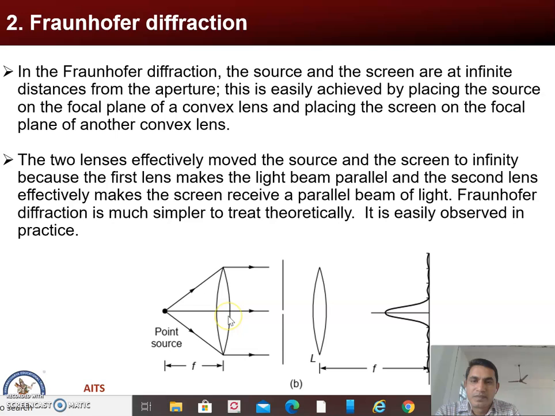Here the two lenses effectively move the source and the screen to infinity, because the first lens makes the light beam parallel and the second lens effectively makes the screen receive a parallel beam of light. Fraunhofer diffraction is much simpler to treat theoretically. It is easily observed in practice.